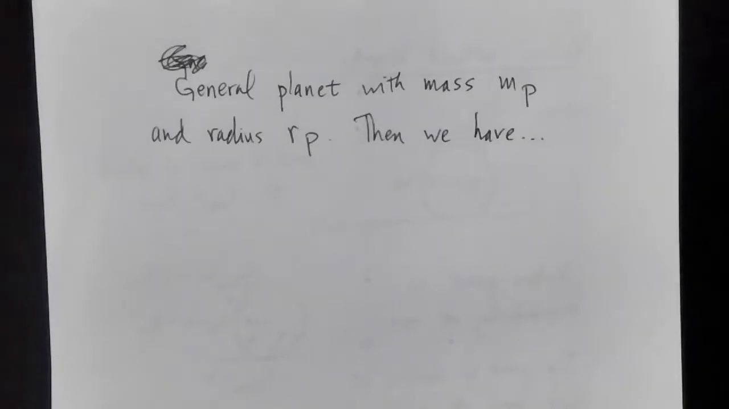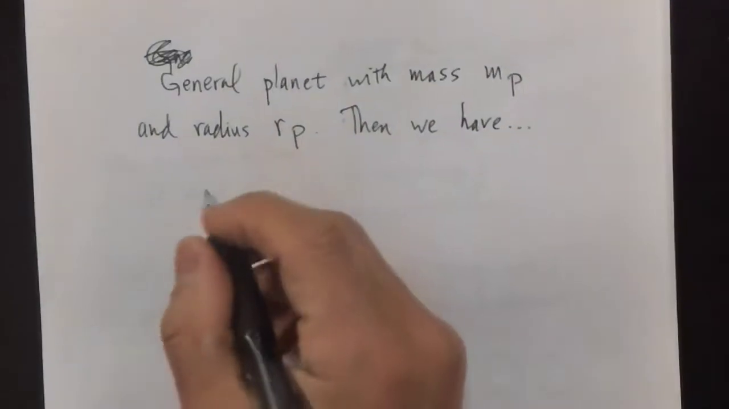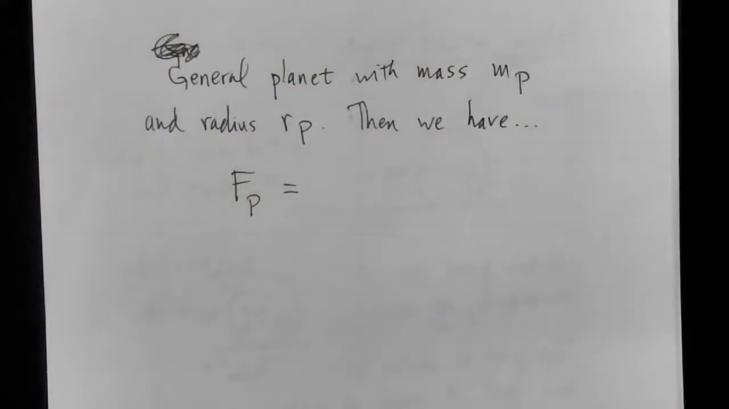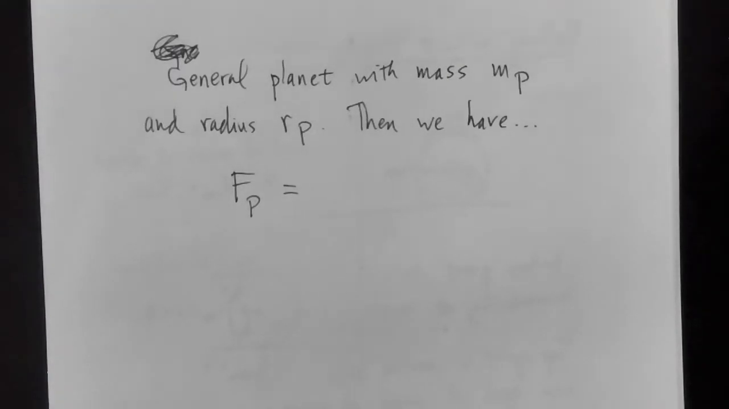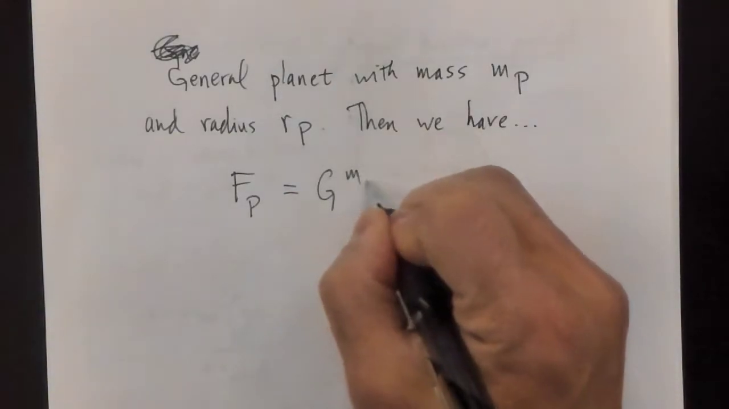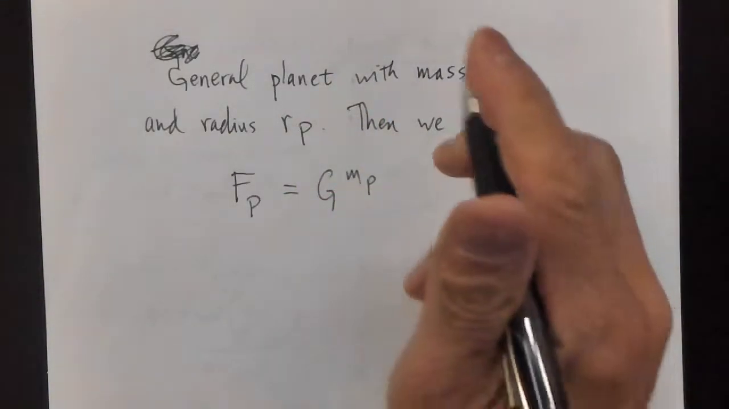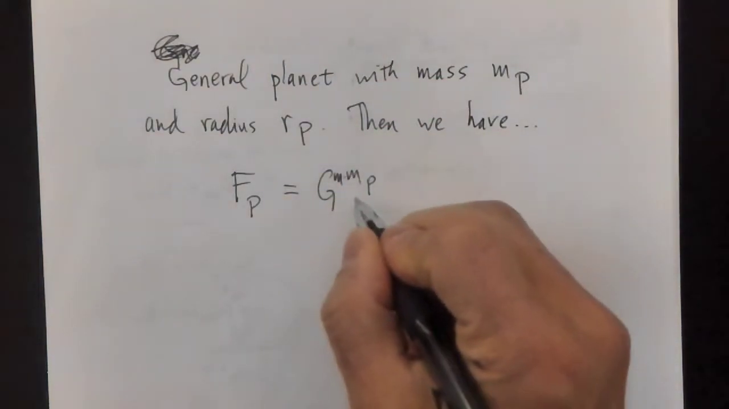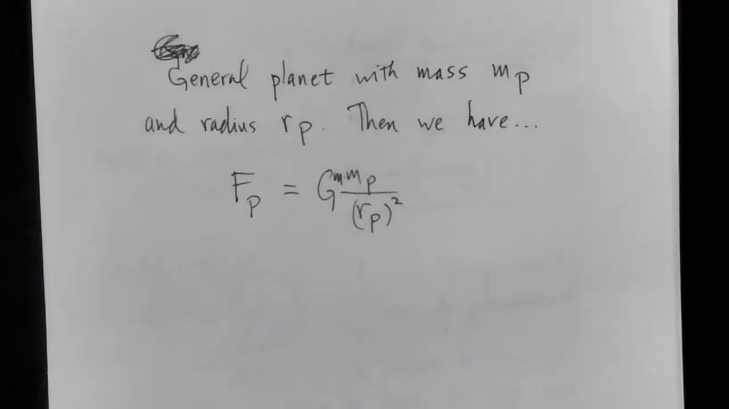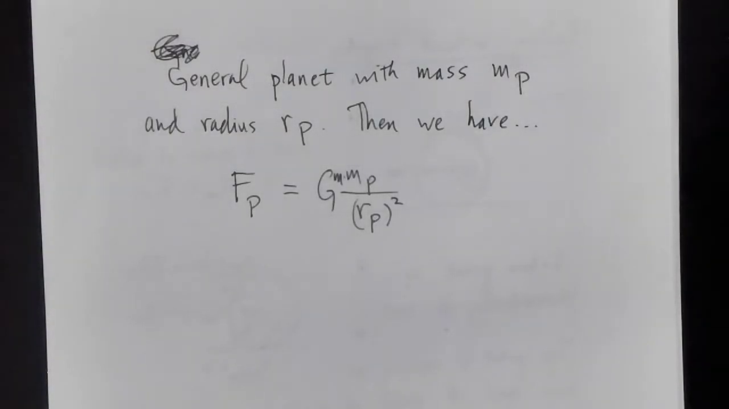We put an object of mass m on the surface of the planet with mass mp and a radius rp, then we get that the force of gravity on planet P would be, again, the same universal gravitational constant. And then we have mp. Well, okay, I did it in the other order. So it's m times mp divided by rp squared. Okay. Questions so far?